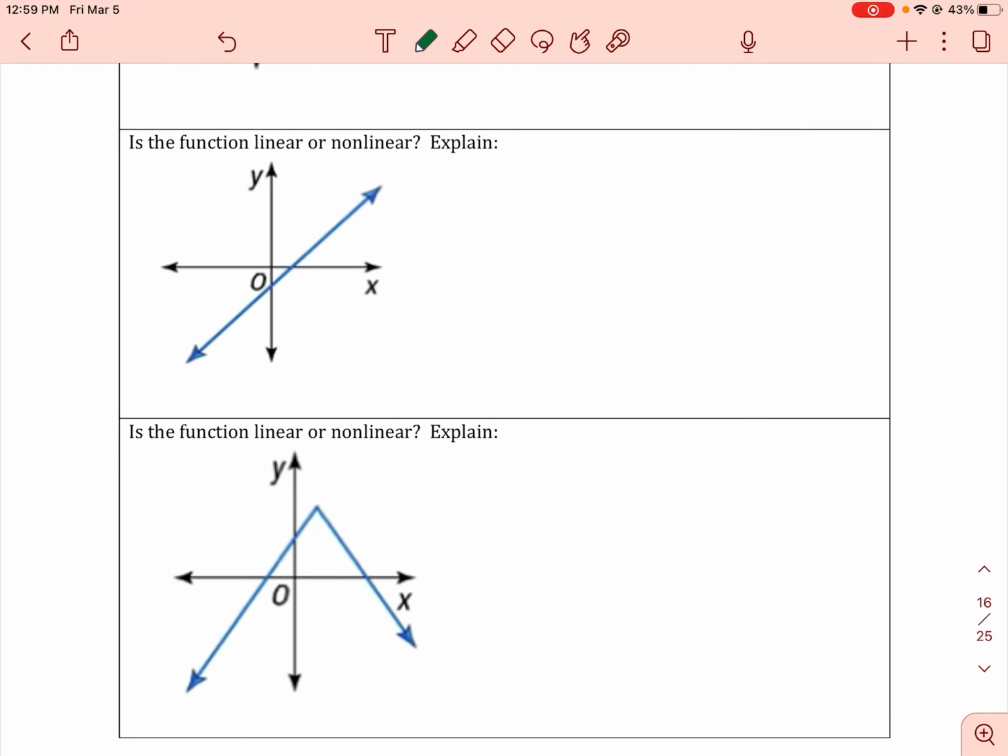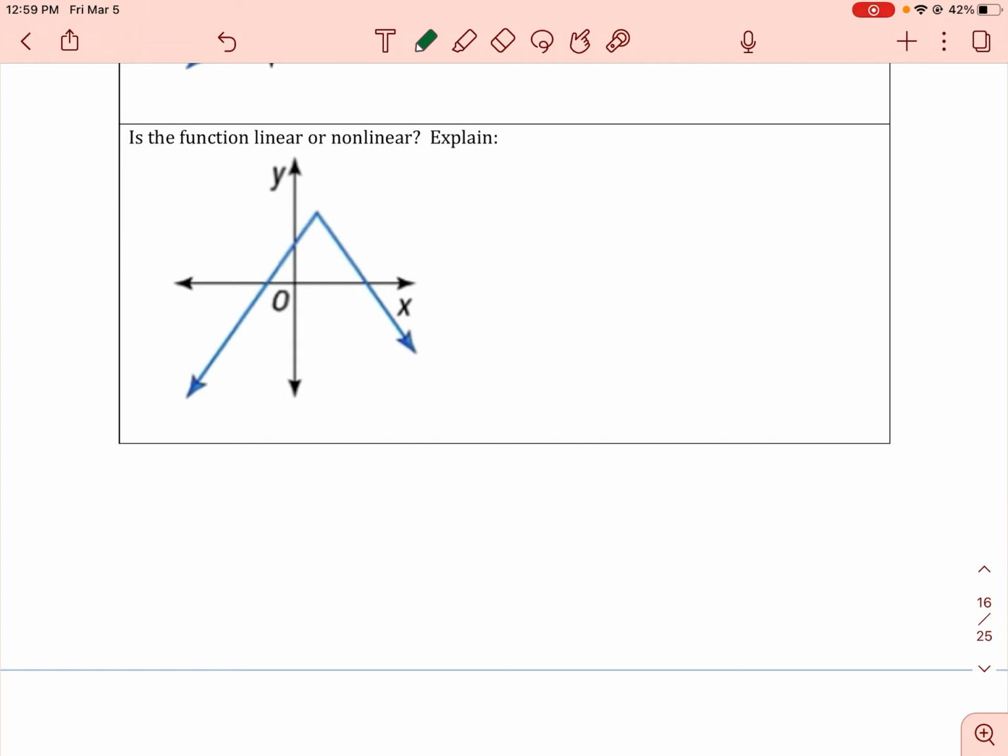Here, is this function linear or nonlinear? This is linear because the graph is a straight line.